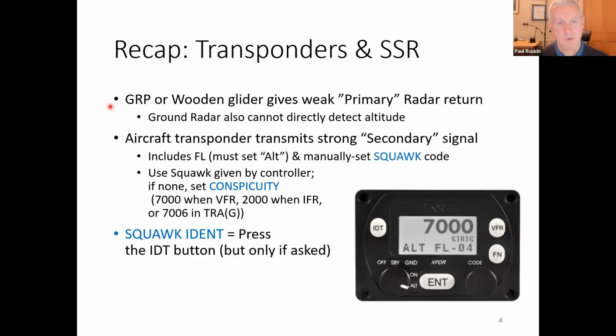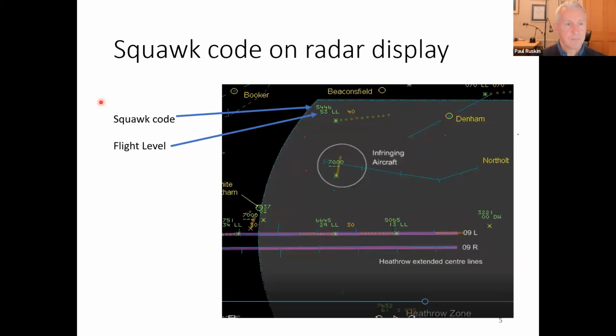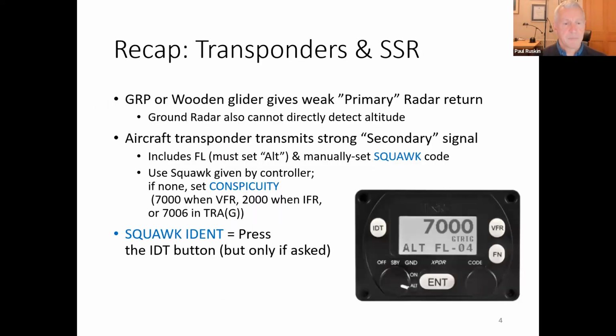Now, the problem with primary returns is that a lot of the gliders that we fly actually don't reflect very well, so they give a very weak primary radar return. So often you can't be seen by a primary radar. And a radar from the ground can't detect altitude very easily. The military have radars that will do that because enemies aren't always helpful in terms of saying where they are. But most air traffic control radars don't.